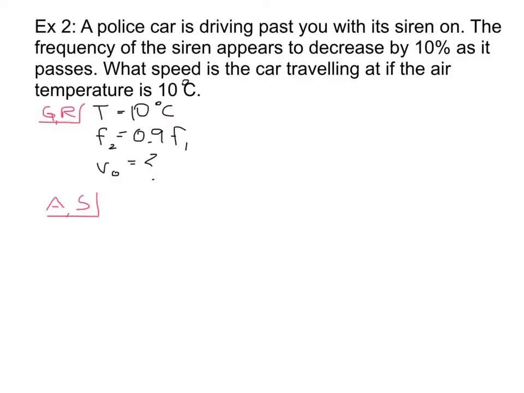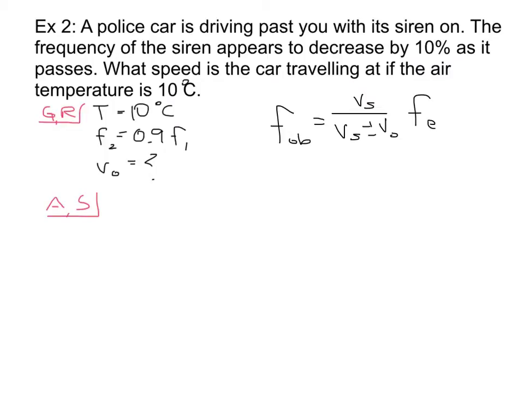And we know the frequency after the fact is 90% of the frequency at the start because it loses 10%. And we know we're looking for the speed of the object. We're assuming you, the observer, are standing still. You also know that the frequency observed is this particular fraction of the frequency emitted.